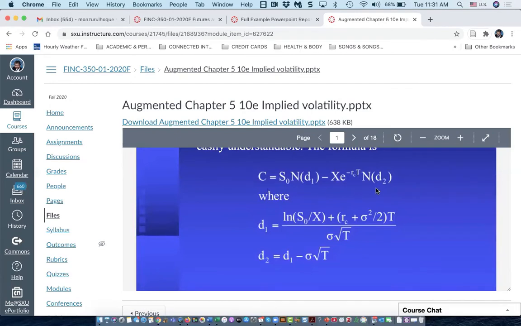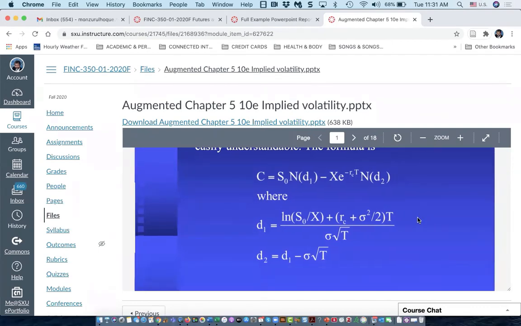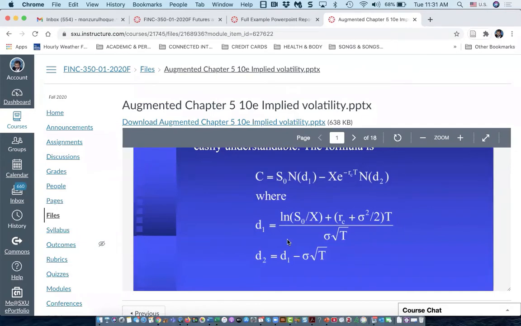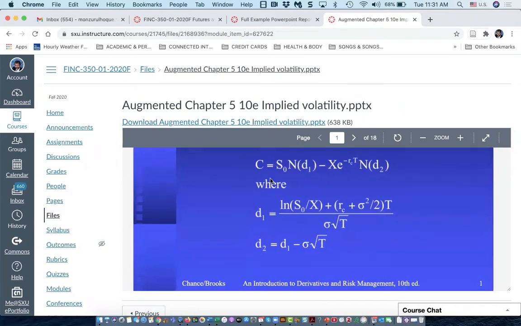And when N(d1) and N(d2) are equal to 1, it is nothing but the formula value, S sub 0 minus present value of X. Okay, and you know how to solve this problem by solving d1 and d2, finding out N(d1) and N(d2) from the table, and then put in, and then you get a C.